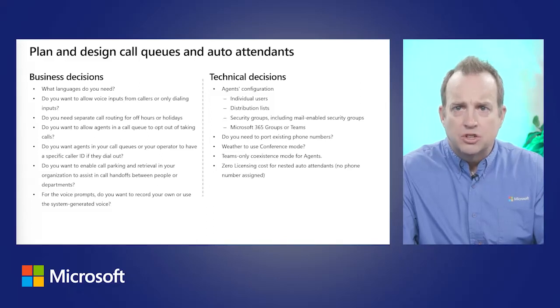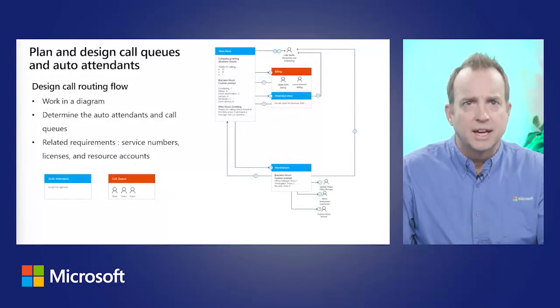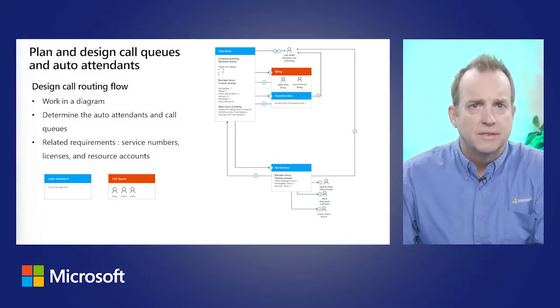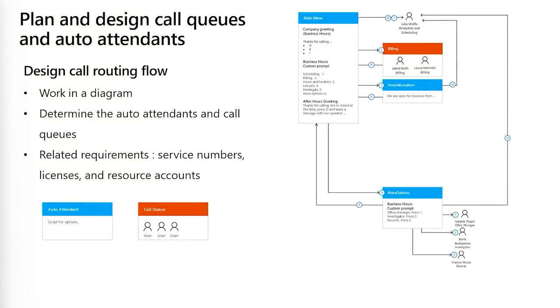And there's no additional cost for auto attendants. No phone number is assigned. Here's a call routing flow. It's good to have a diagram so you can visualize the flow of incoming calls. So we've got your main menu options, your company greeting. You can assign numbers for different departments, say. You could have an after-hours greeting and a recording listing your business hours.